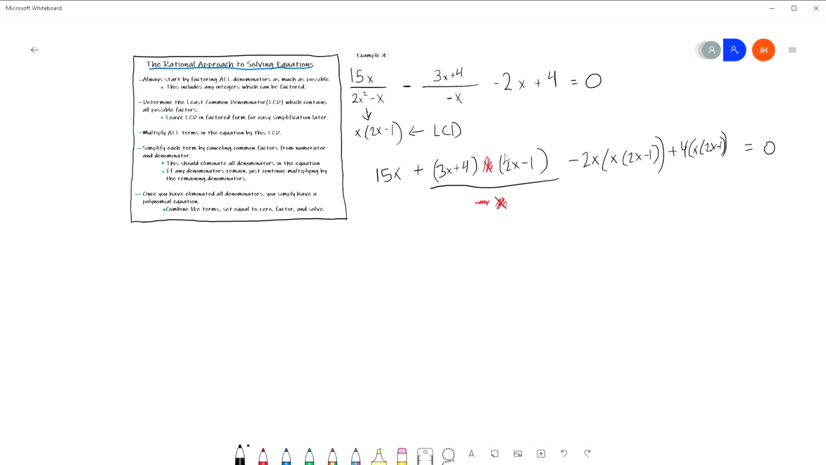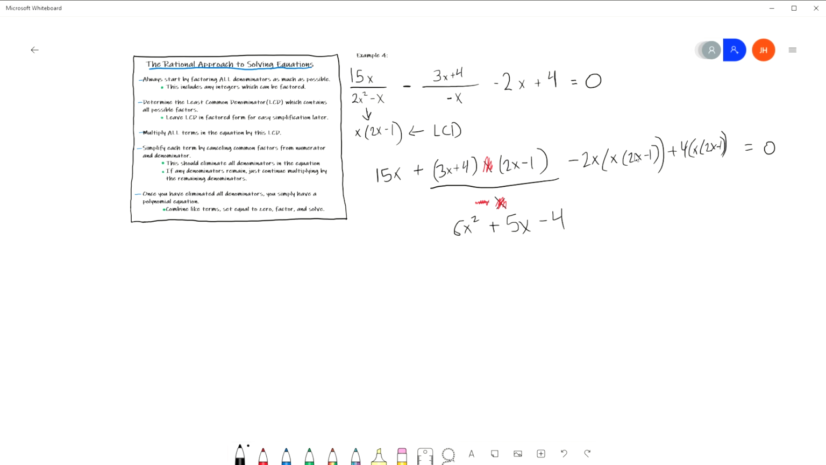So 3x plus 4 times 2x minus 1. What will that make? 6x squared. 3x times negative 1 is minus 3x. 2x times 4 is 8x. 8x minus 3x is 5x. And then 4 times minus 1 is minus 4.